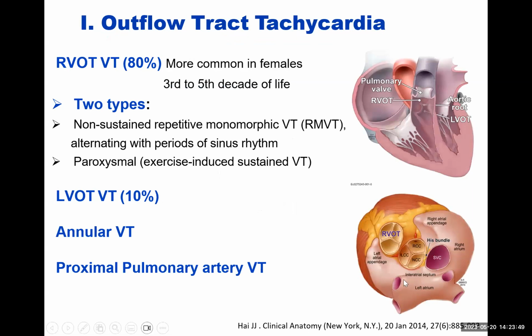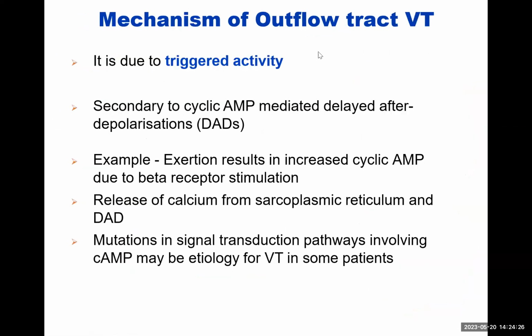If you look at the outflow tract anatomy, it's very complex. We have the right ventricular outflow tract, the left ventricular outflow tract, the aortic cusps, and also the aortic valve itself, in very close proximity. So VTAC from the outflow tract can arise from the right side, which is the commonest, 80%, or from the left side, or from the aortic cusps, or sometimes, less commonly, from the proximal part of the pulmonary artery. The mechanism here is triggered activity due to cyclic AMP-mediated delayed afterdepolarization, typically exercise induced, but it can present at rest.